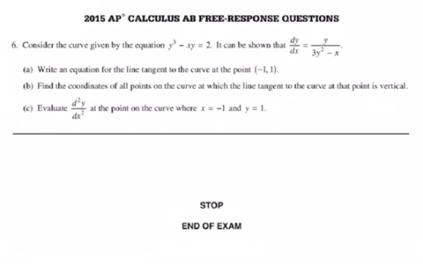Okay, let's look at question 6b. Find the coordinates of all the points on the curve at which the line tangent to the curve at that point is vertical. Okay, so this is kind of a tricky question.